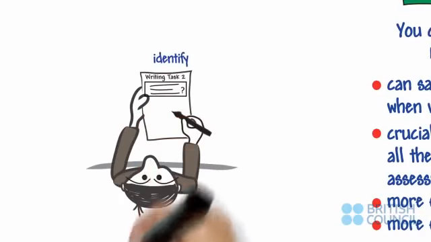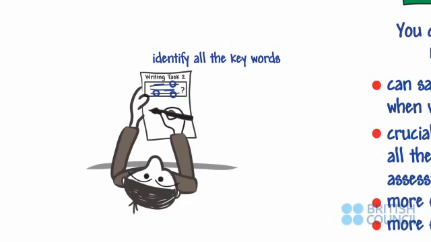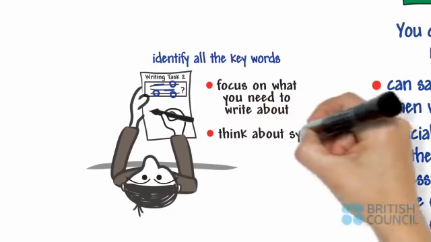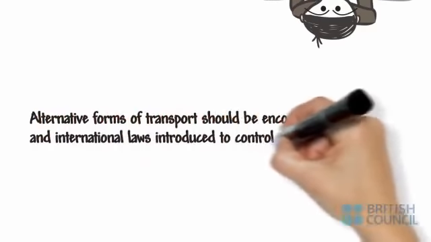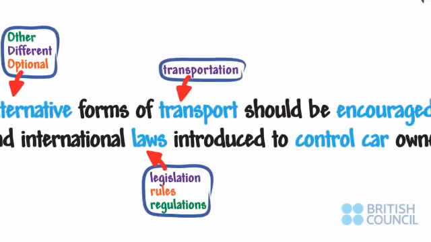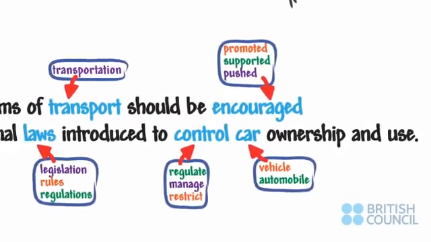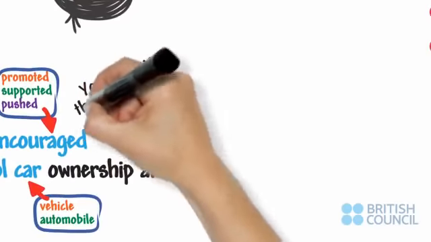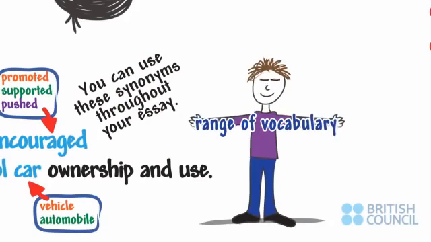Next, you will want to identify all the key words. Underlining or circling these in the question can help focus your mind on what you need to write about. Then think of synonyms for these key words. For example, you can use these synonyms throughout your essay. This helps you demonstrate the range of your vocabulary.